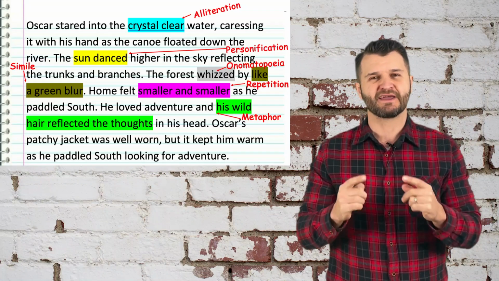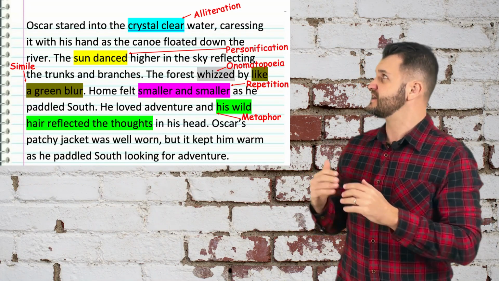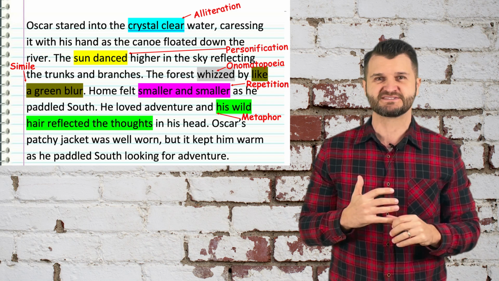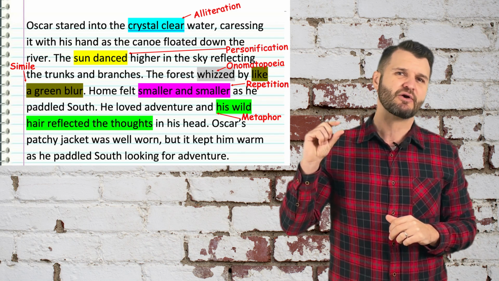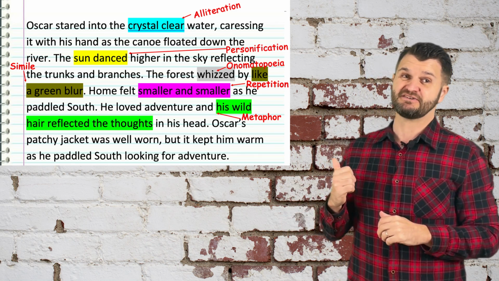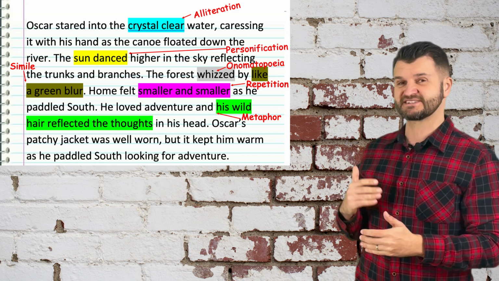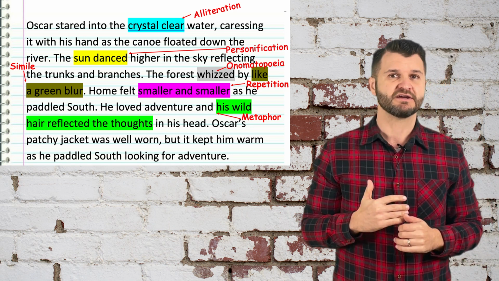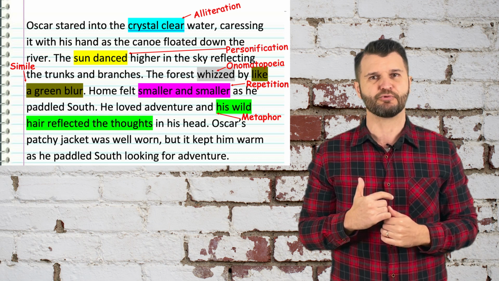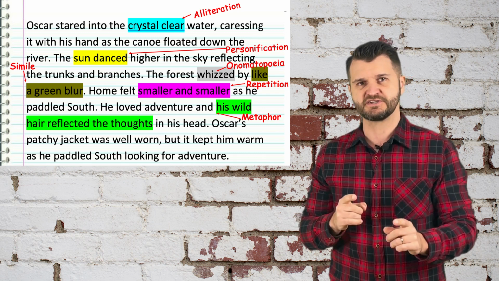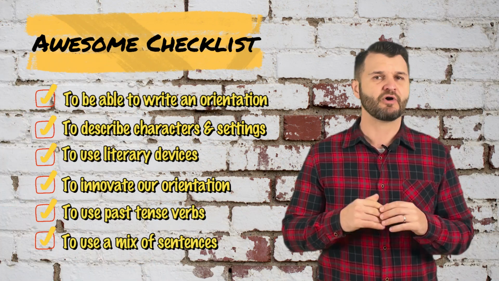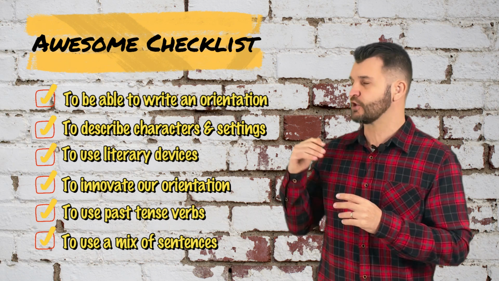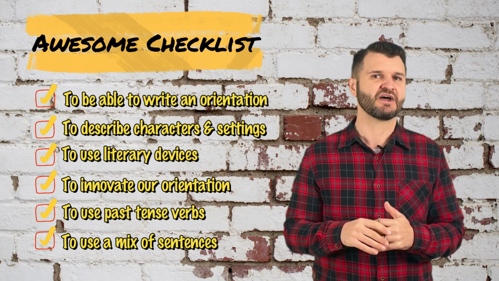Check it out. Okay, I hope that editing session went well. Here is an example of my orientation with those key micro elements annotated. Maybe yours looks something similar to this. Either way, it's an awesome process to improve your writing. Let's keep moving.